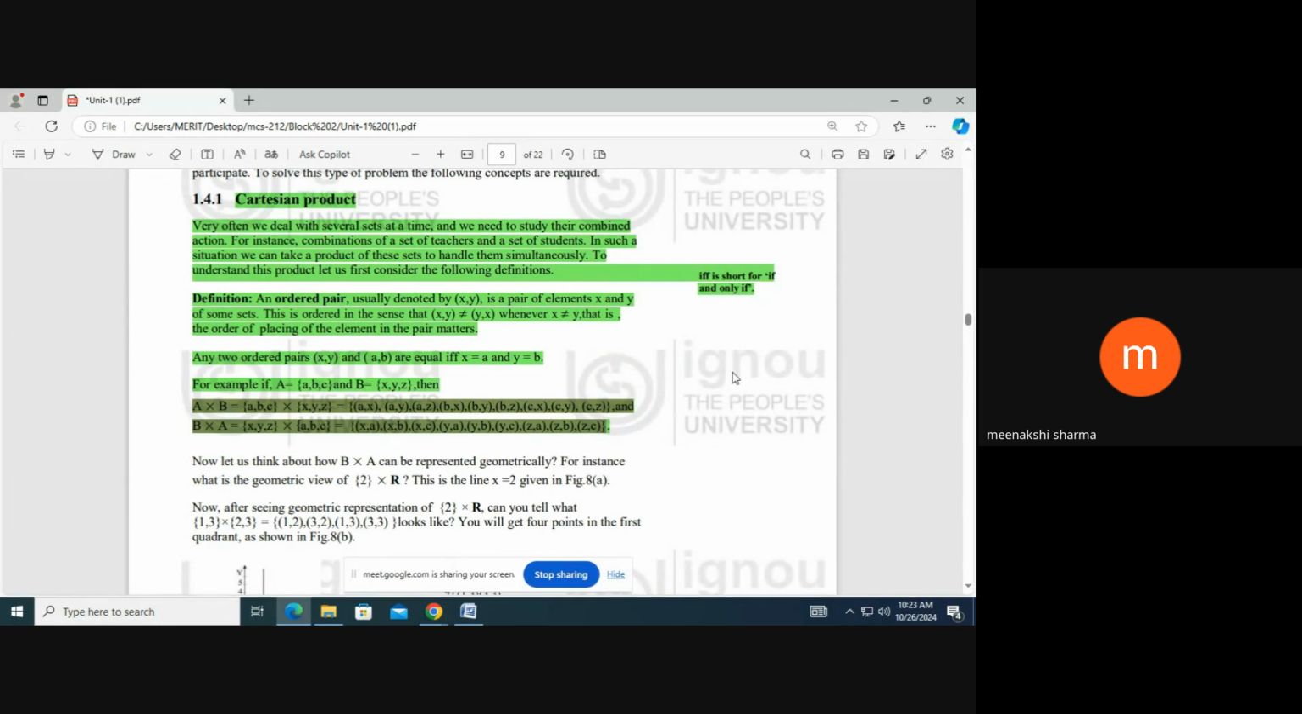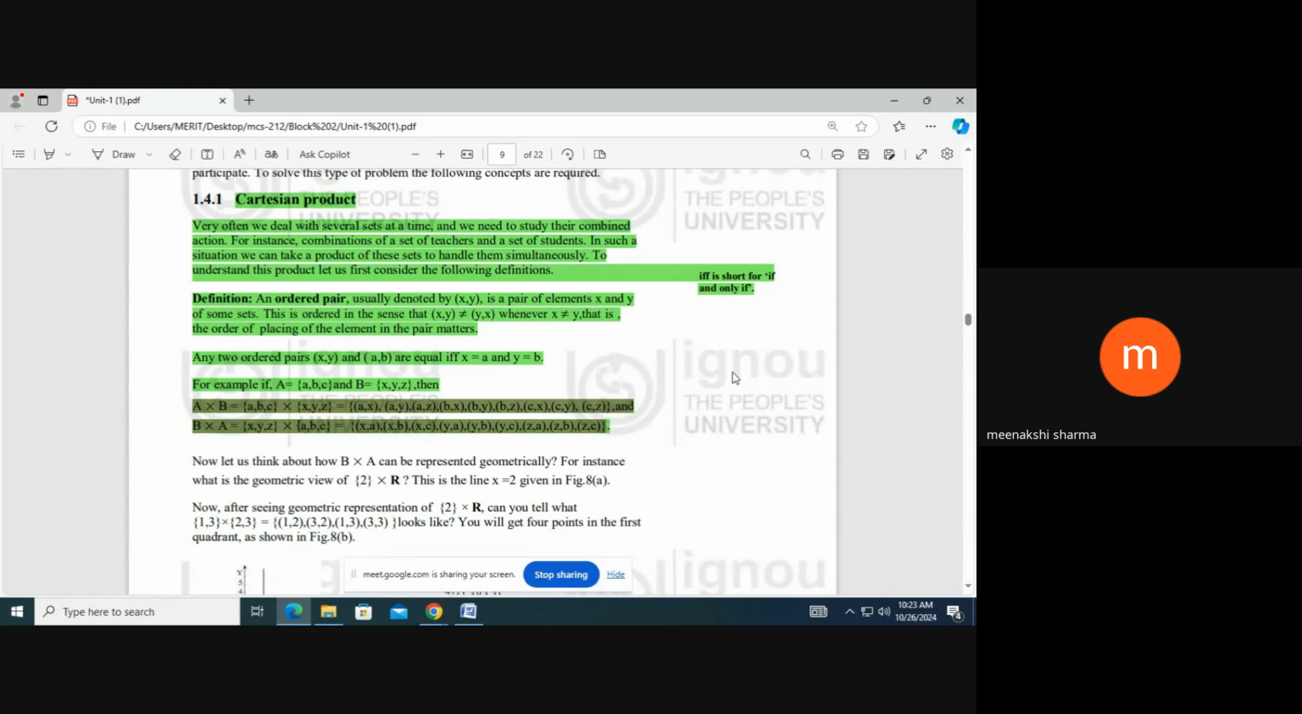The Cartesian product is like: first we take AX, then AY, then AZ. Then we take BX, BY, BZ. Then CX, CY, CZ. It's the Cartesian product of A and B. Understand, students? Yes, ma'am.